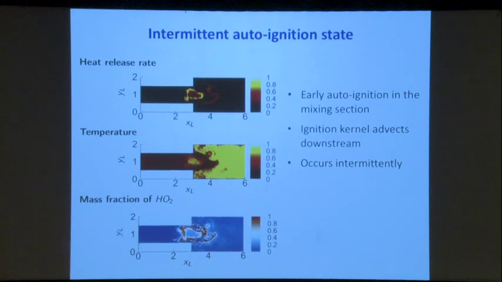Now I'd like to talk about the other off-design state where we see intermittent autoignition happening upstream of the combustor, which is not desirable. We see early autoignition sometimes in this mixing section where the ignition kernels appear and then they're advected downstream, and it occurs kind of sporadically. And that's shown here by the heat release rate isocontours, the temperature, as well as the presence of HO2, this HO2 island that spans across the entire channel of the mixing tube upstream of the combustion section.